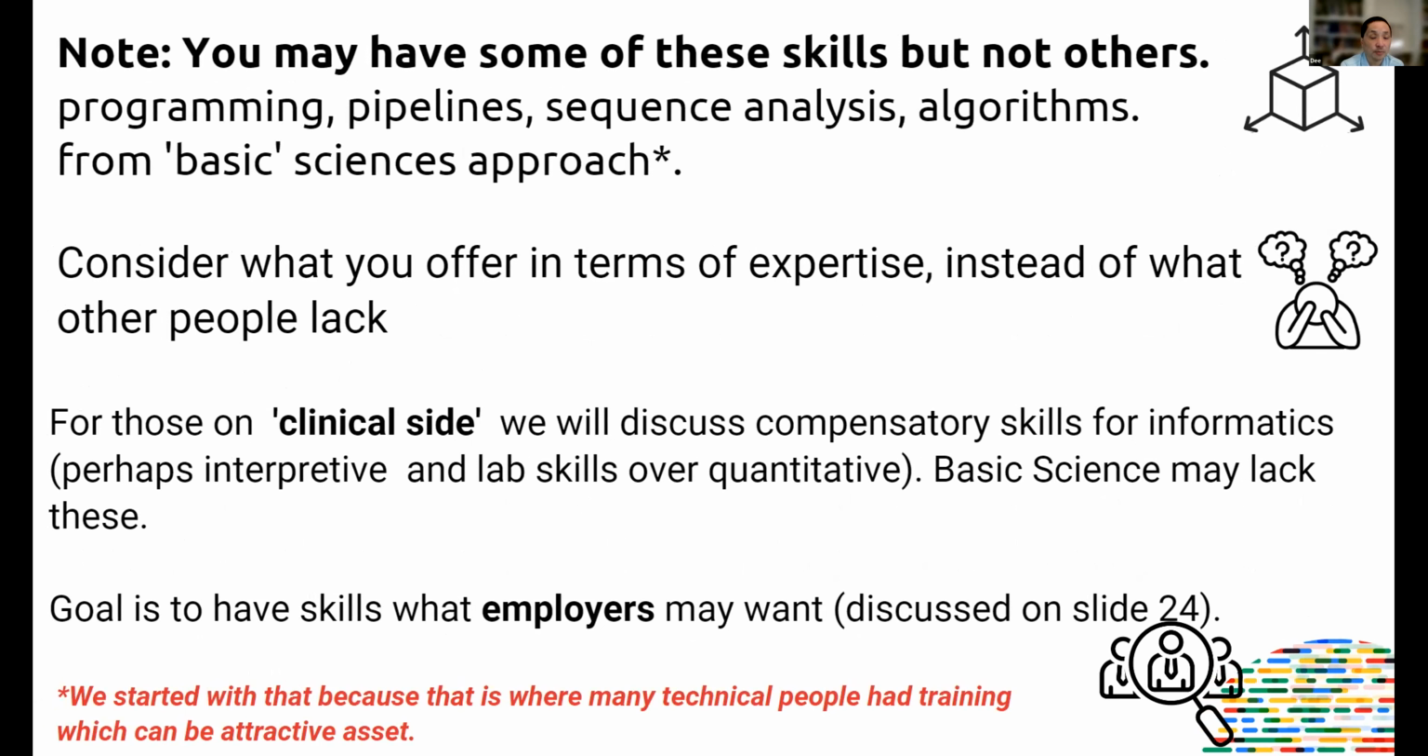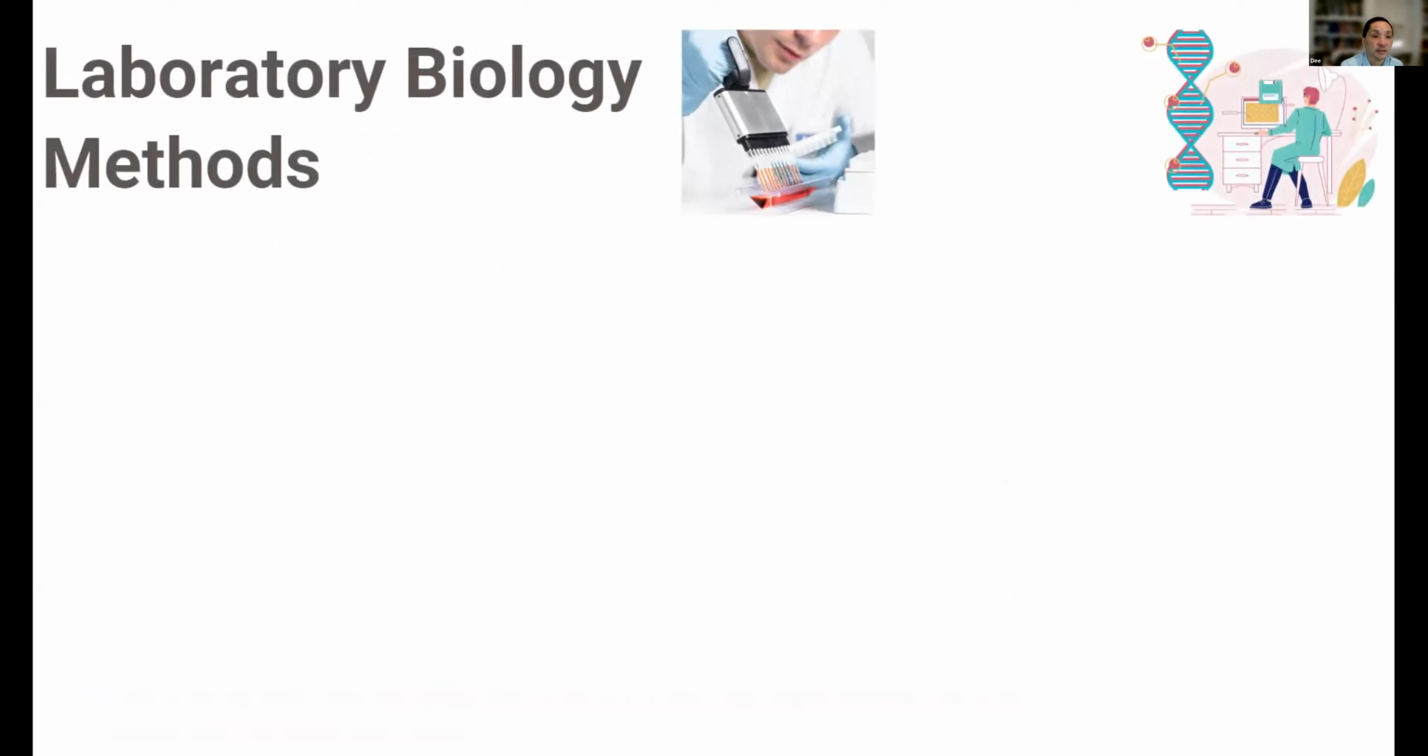And you can also consider other people to have other expertise. One way to think about this: if we're going to collaborate, we shouldn't think, oh, I have this skill and you don't have that, so this must be valuable. We have to think about what we offer. From those on the clinical side, you'll have lots of compensatory skills. Perhaps these are interpretive or lab skills that your basic science colleagues may lack. And again, I'm not being super critical; hopefully we all lack something. This is such a massive field. The goal is to have something that our employers want. And we'll discuss that a little bit.